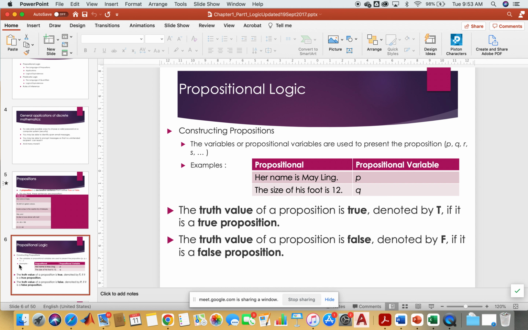Okay. So let's say in this case, her name is Mei Ling. The truth value for this statement is true, so we put capital T there. And if let's say the size of his foot is 12, but in reality the size of his foot may be 15, you can put a bracket here and then put capital F.